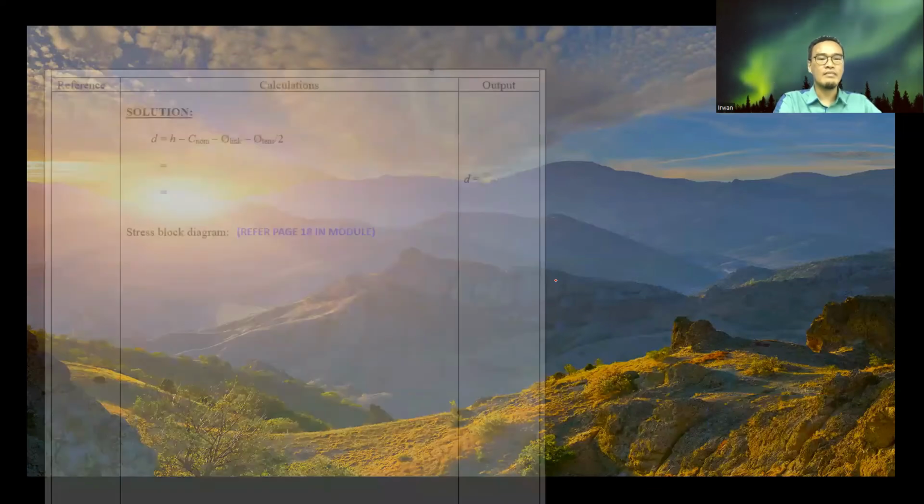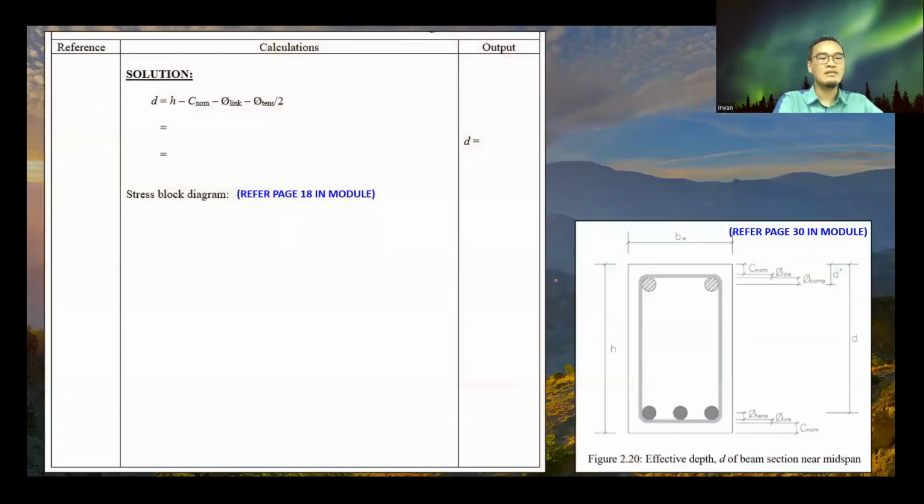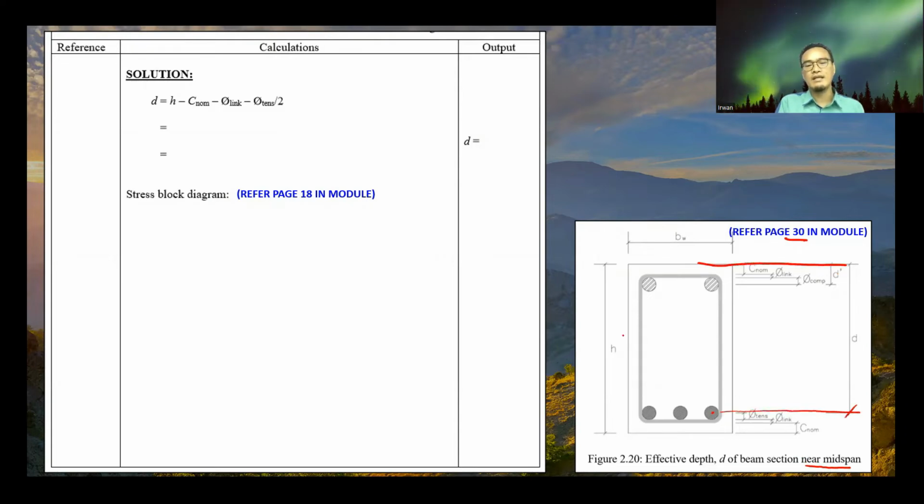So here comes the solution. First, we must determine the value of d. d is the effective depth, so we can refer to page number 30 in the module. In the case of near the midspan, the effective depth d is measured from the top of the beam to the center of the tension reinforcement. This is the definition of d.